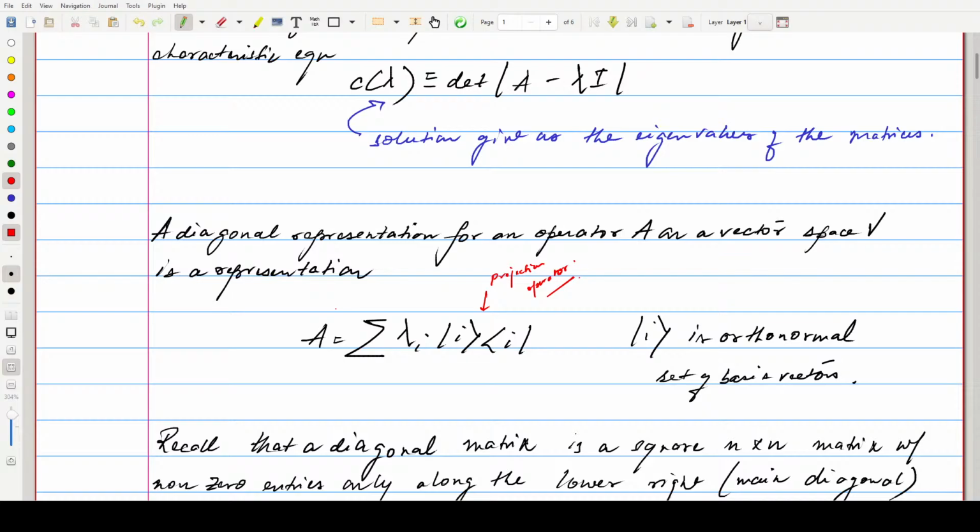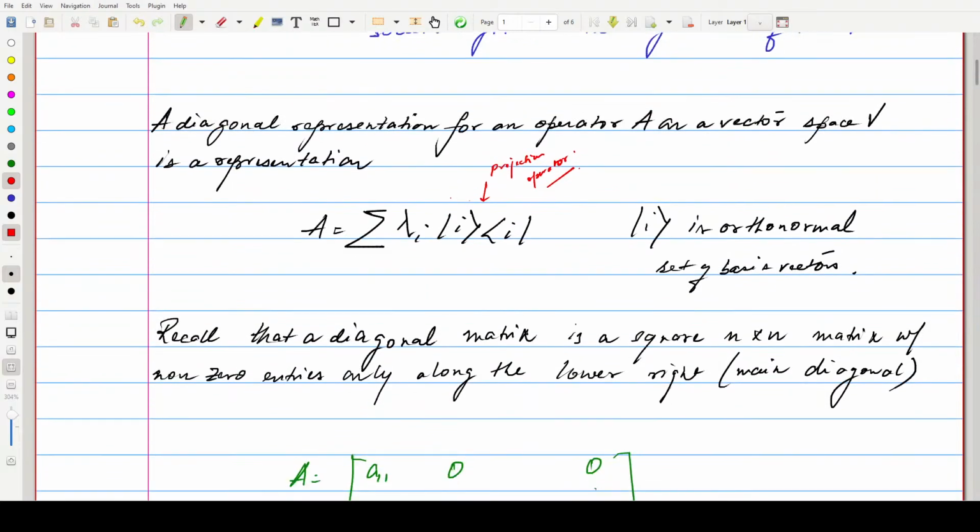Right. All right. So, but why do we need diagonalization? First of all, let's see where this comes from. Because this was in, I think it was in 2.1 point something. It is in 2.1.6. It should be the projector operator and the eigenvalue representation. Okay, so yeah, 2.1.5. Look at the second paragraph. A diagonal representation for an operator A on a vector space V is a representation which is given as so.